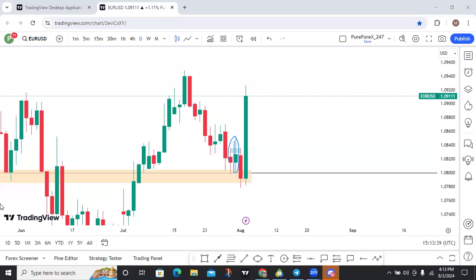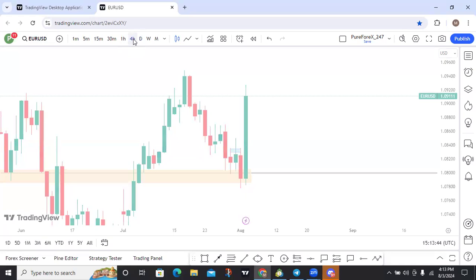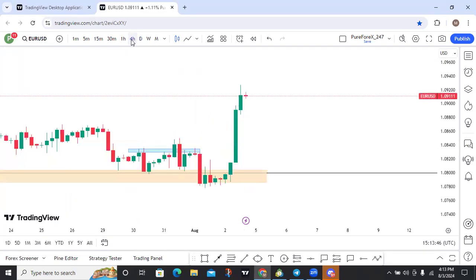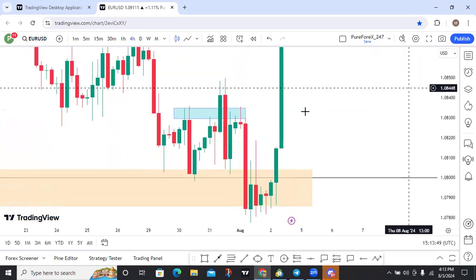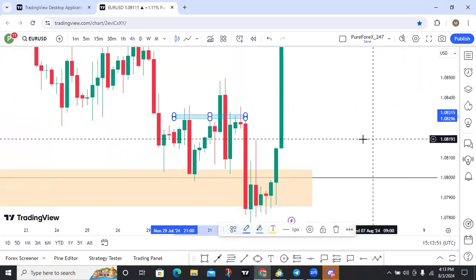And that is why the blind spot did not hold. Look at that blind spot. It did not hold, right? Let's go back to H4. The blind spot failed woefully.